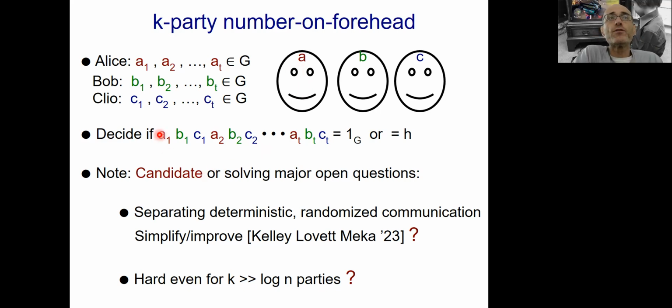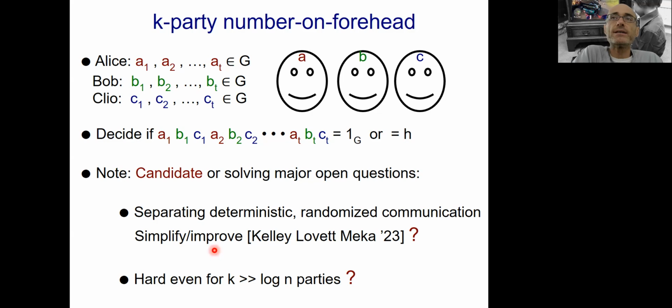So again, they want to solve the interleaved group product, A1, B1, C1, A2, B2, C2, and so on. Before I get to our results, I want to mention that this problem is a candidate for solving major open questions. So for example, it could be used for separating deterministic and randomized communication.